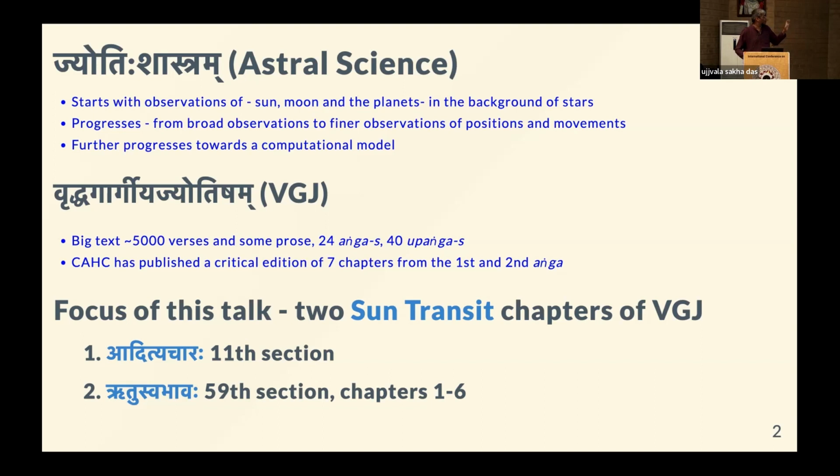Vṛddha-Gārgīya Jyotiṣa is an important work in this sequence, and it's a big text of about 500 verses. 5,000 verses, my apologies, and spread over 64 aṅgas, some main and some upāṅgas. And CAHC has already published a critical edition with 7 chapters, spanning the first and the second chapter. For this talk, I'm going to touch on Ādityacāra and Ṛtusvabhāva. Both of them cover the sun's transit through the nakṣatras. One is in 11 sections, the other in 59 sections.